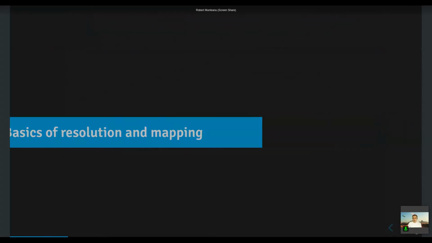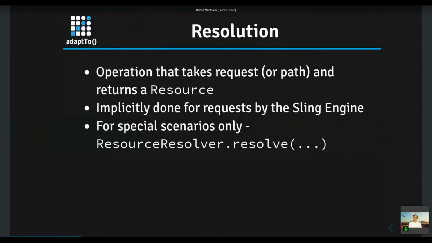Now, basics of resolution and mapping. So the resolution is an operation that is usually done implicitly for you by the Sling engine. It takes a request or sometimes just a resource or just a path and returns a resource. It's basically one of the core principles of Sling. When we have a request, how do we decide which resource is being used to render it? You usually don't need to worry about that. The Sling engine does it implicitly for you.